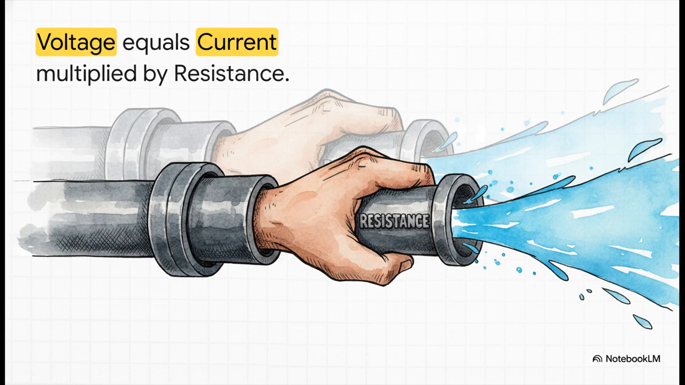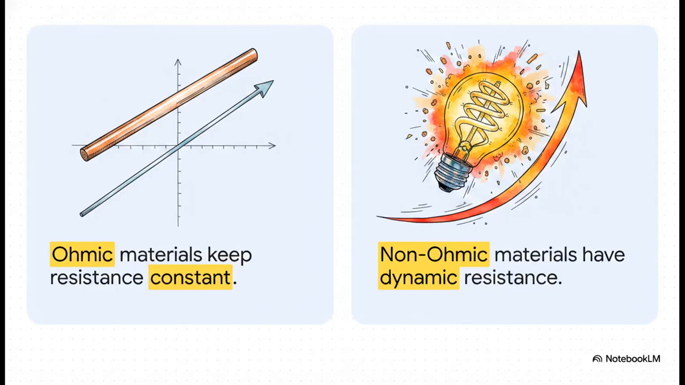If you double the push, you exactly double the flow, as long as the friction remains constant. But, the real world is surprisingly messy, and not all materials play strictly by Mr. Ohm's rules. We really have to draw a sharp distinction here. Ohmic resistors, like your standard copper wires, obey the law perfectly. If you plot their voltage versus current on a graph, you get a beautiful, straight, predictable line.